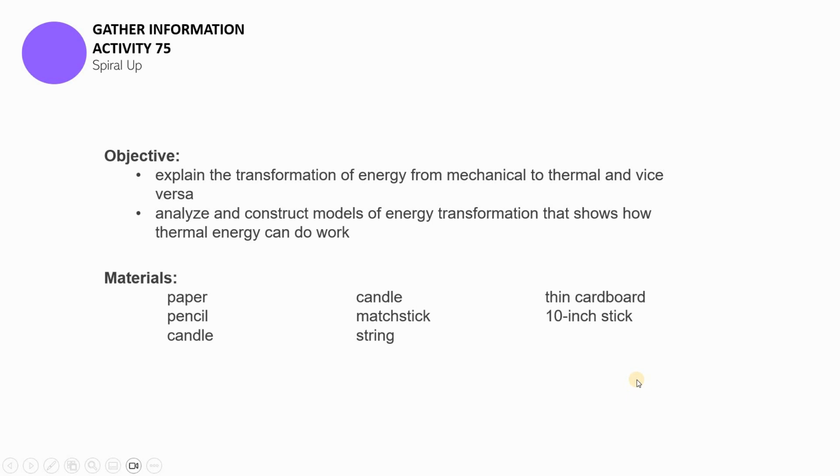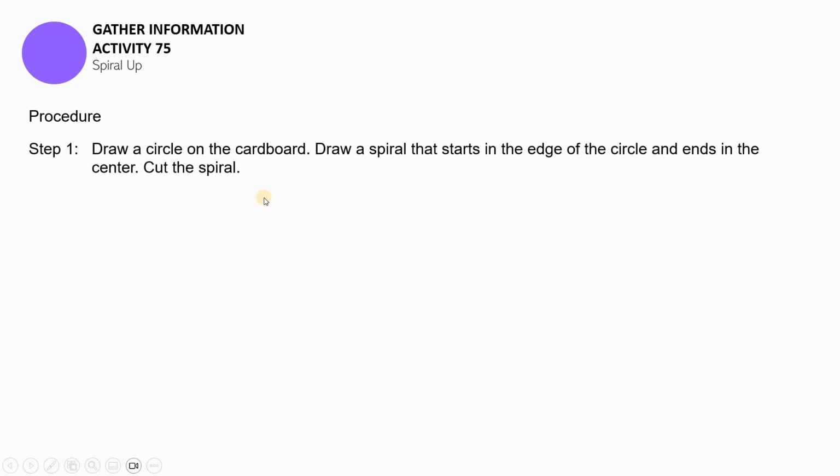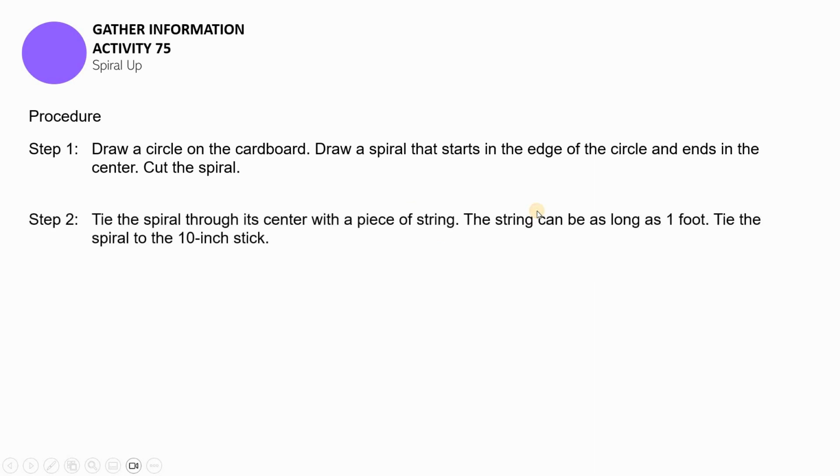All right. So I hope that you can collect these materials by now. Have you collected them? Okay, if you have, then let's proceed. For the first step, you have to draw a circle on the cardboard and then draw a spiral that starts at the edge of the circle and ends at the center. Now you have to cut the spiral. So imagine a circle drawn, and at the edge, you're just going to draw a line until it ends near the middle, and then you're just going to cut along that line. It's going to be a spiral.